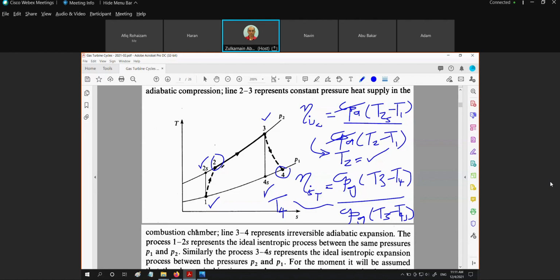If you look carefully, the start of heat supply begins from 2, not from 2S. That's why we can see that the highlighted line is from 2 to 3. This is what we are going to put in the combustion chamber, which is the Q supply, 2 to 3. So be careful of this 2S and 2.